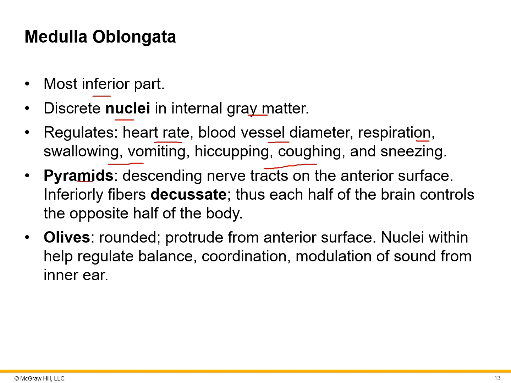There are what are called pyramids, which are descending nerve tracts, and then inferior leaf fibers that are called decussates. So this half of the brain controls what's happening in the opposite half of the body. And then there are also structures called olives that are rounded, so they look like olives. They protrude on the anterior surface. And nuclei within those olives regulate balance, coordination, and modulation of sound from the inner ear.